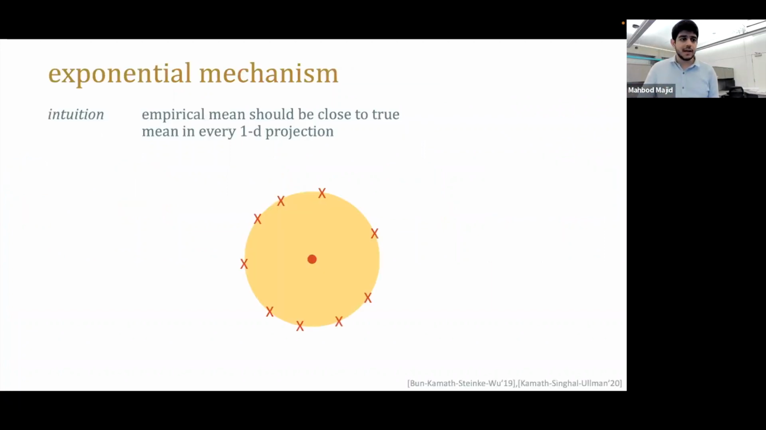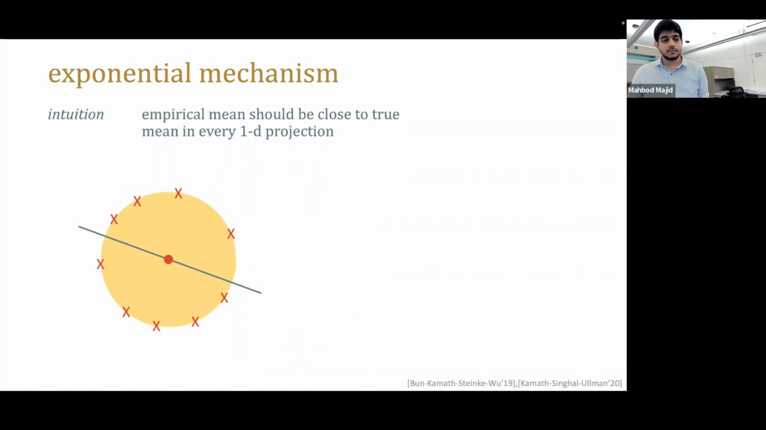Now, the third algorithm is using the exponential mechanism. The intuition behind this algorithm is fairly simple. If you have some candidate point that is close to the empirical mean of your samples in every direction, then this candidate point is probably close to the true mean.